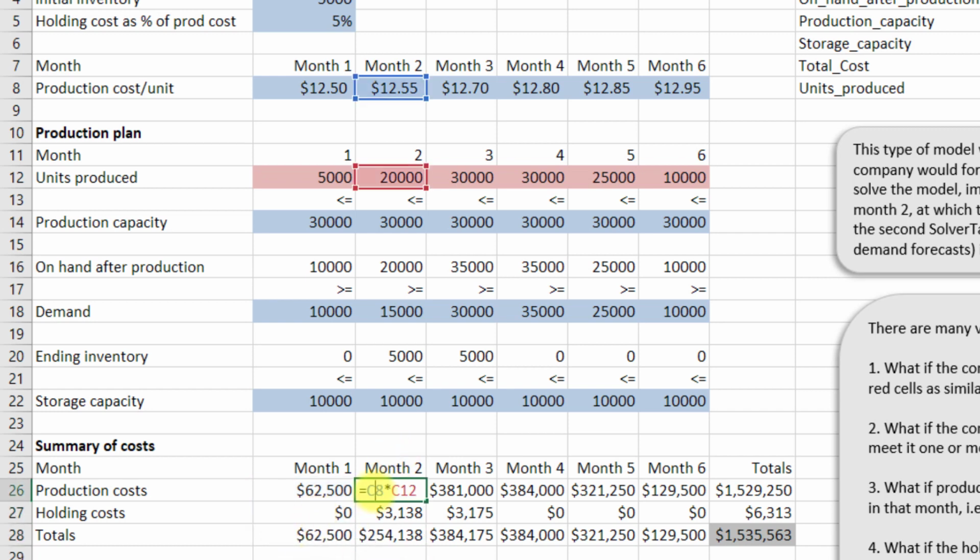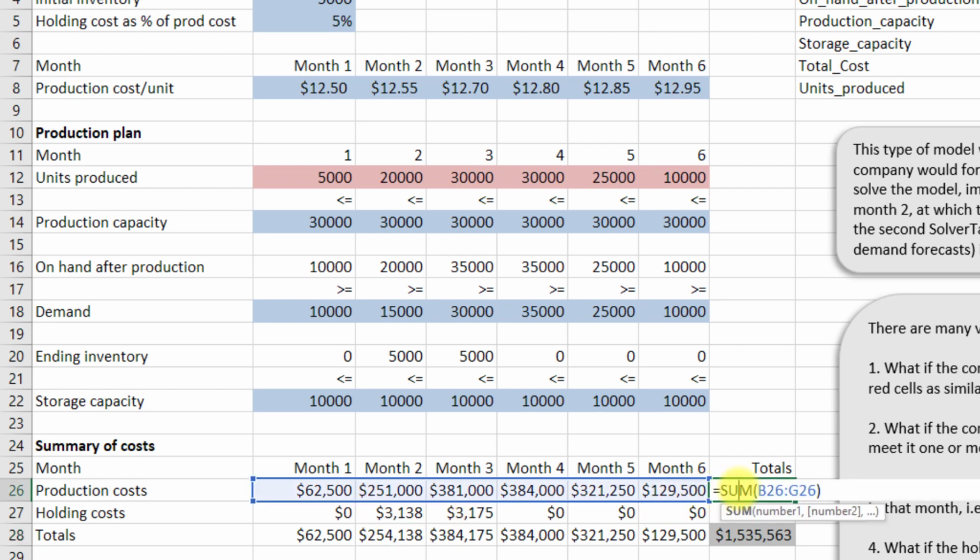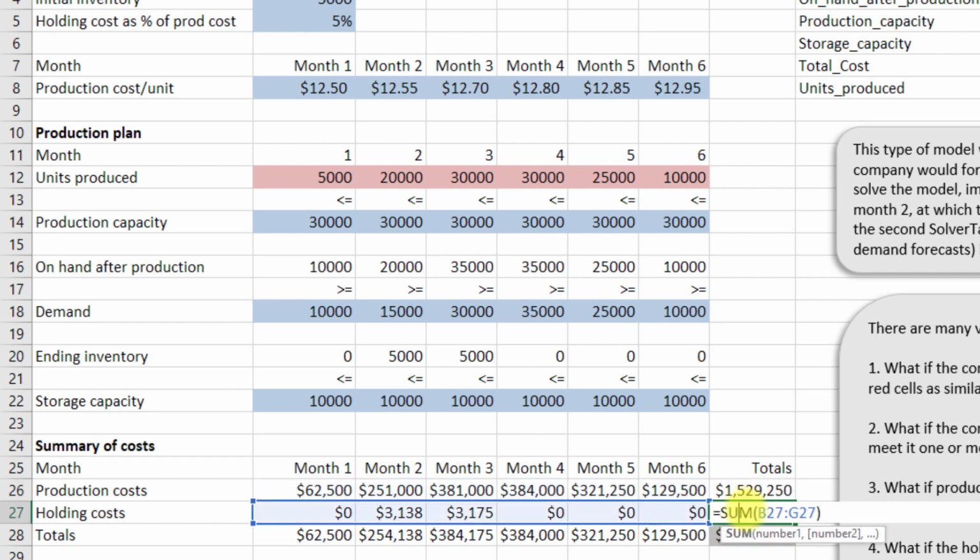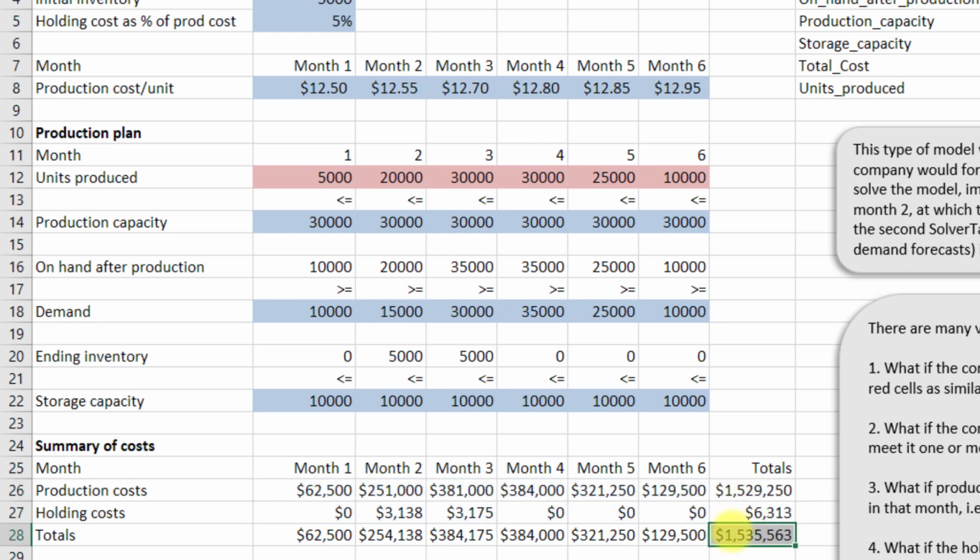In month 2, same story, your production cost per unit times the number of units you produce. Your holding cost again is the same thing. It's 5% times your production cost per unit times your ending inventory. And again, we just add that up. All of these things we can drag across to get to our totals, and in this case our total adds up our production cost line, our total adds up our holding cost line, and then our grand total adds across, or we could add down, doesn't really matter in this case.